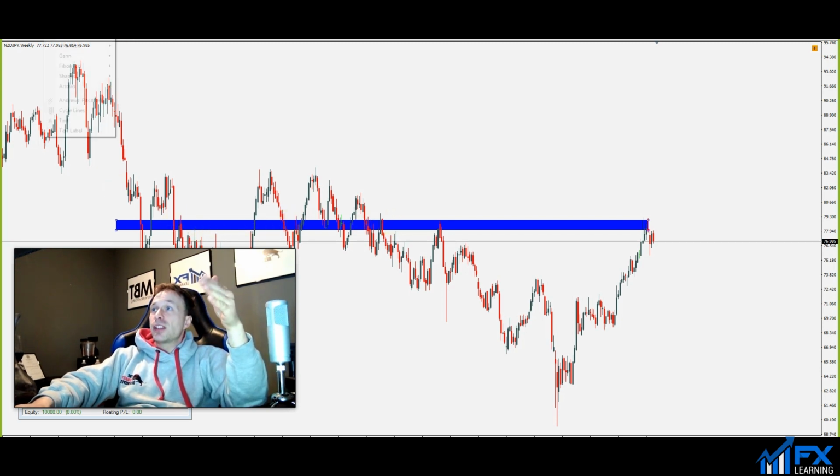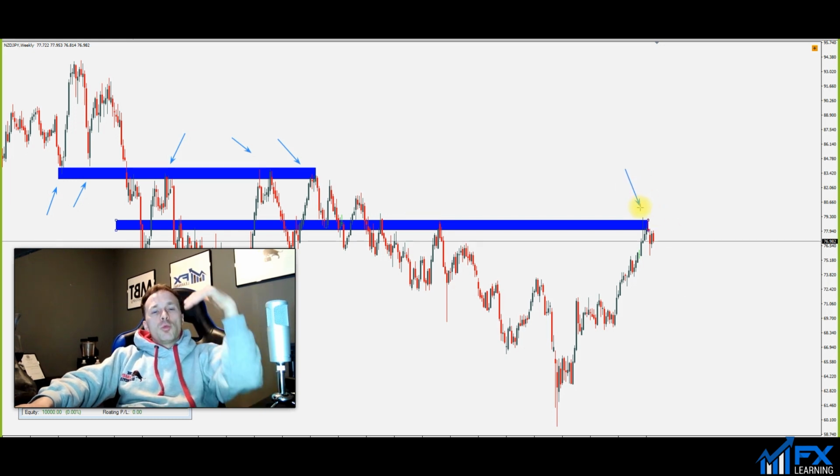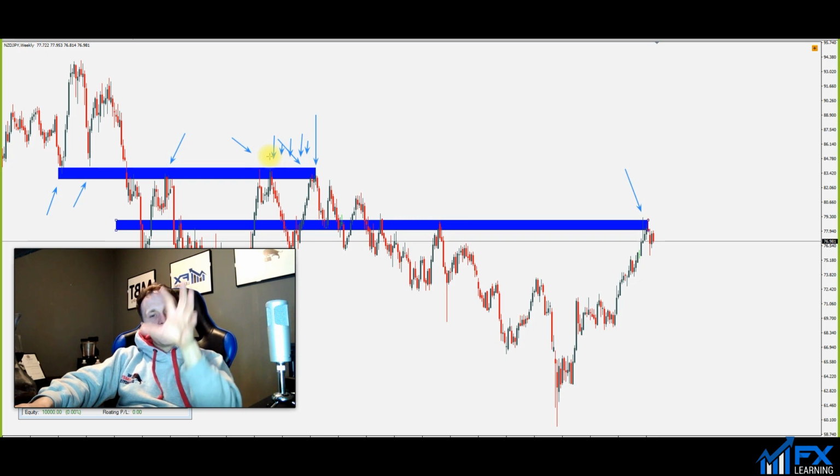You can even, if you want to go onto the weekly, see this nice one here as well. Nice little break and retouch. Look at that, I'll just bring up my pen. Nice bit of support, nice bit of support, nice bit of resistance, resistance, resistance, right? You see what I'm doing here, right? So why did price go down here? Because everybody started selling here, because they saw the weekly resistance area.